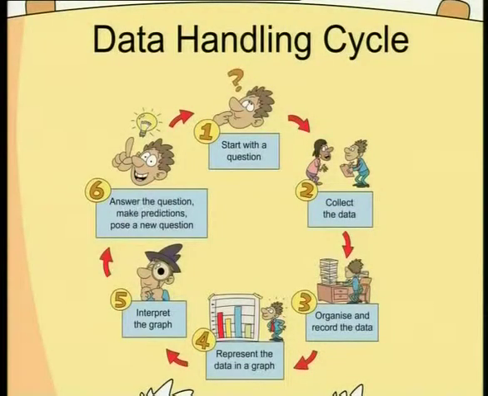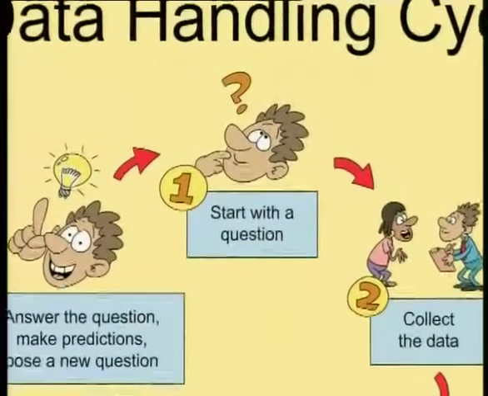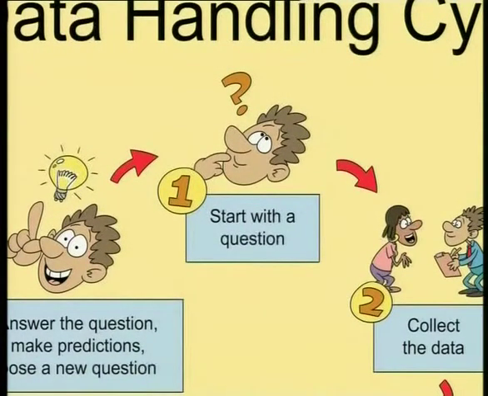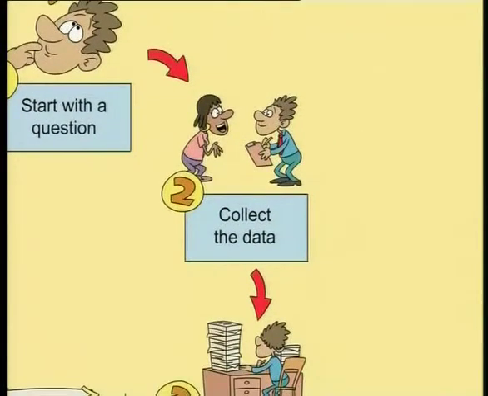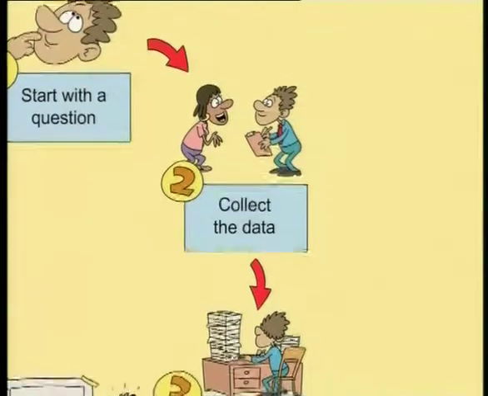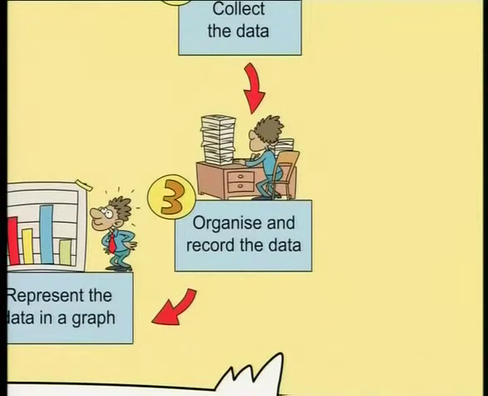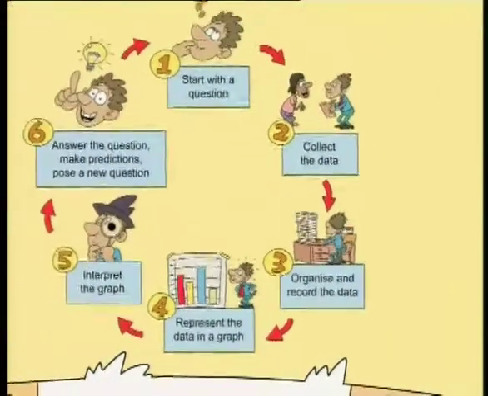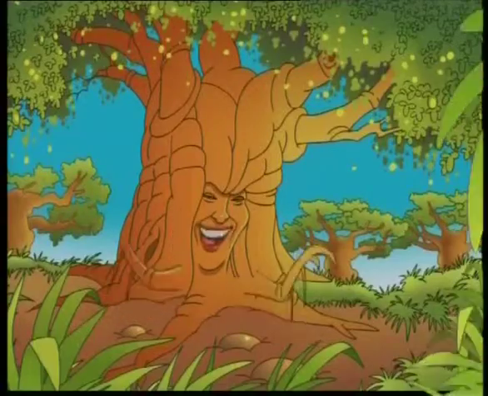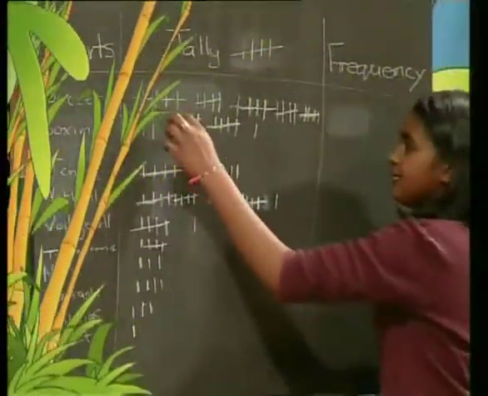You see, the data handling cycle is all about gathering and using information. We start with a question which we want answered. After we have our question, we collect the information which will help us answer the question. We call that information data. Then we organize and write down the information, and that's what the Safari kids are going to do right now. That means we're halfway through the data handling cycle. It's easy, isn't it? Thanks, old tree.